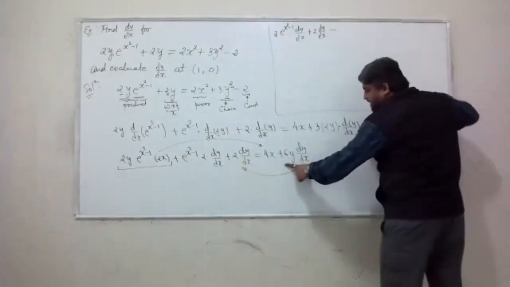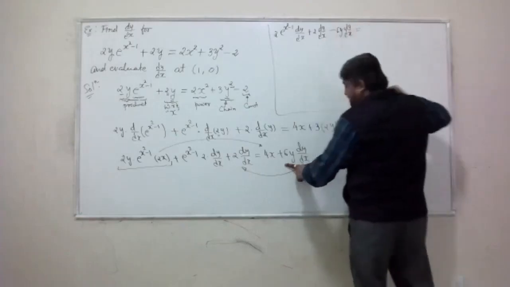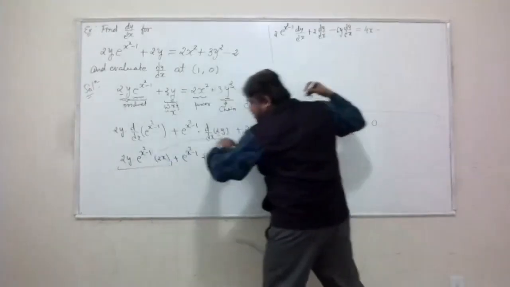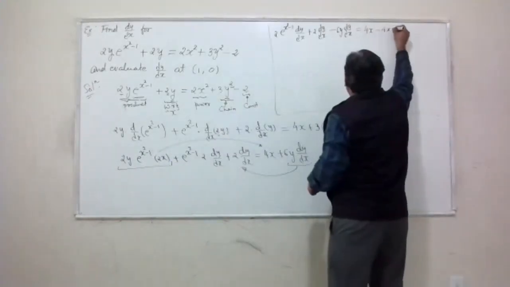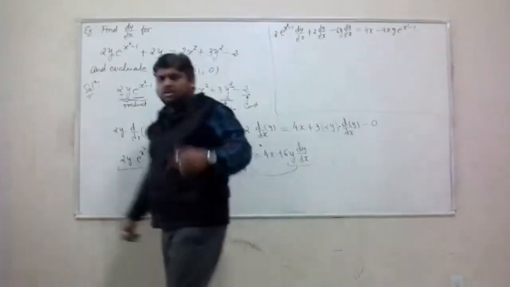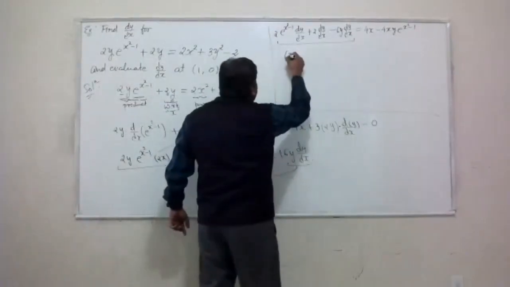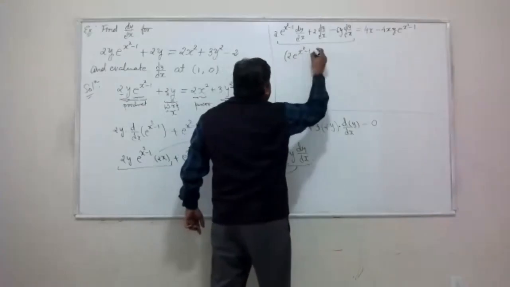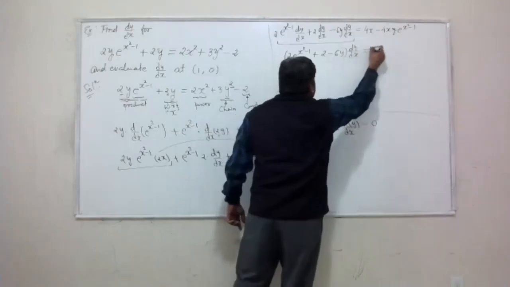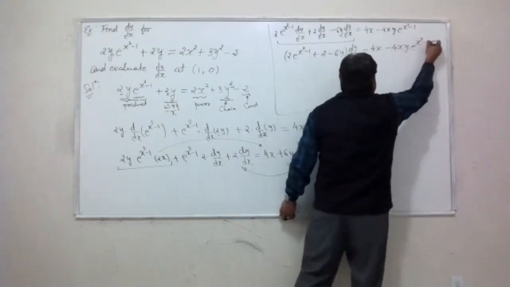So I'm going to write that 2 in the front, plus 2 dy by dx. And then I'm subtracting 6y dy by dx from both sides. On the other side, I have 4x. And then, as I said, I'm moving this thing over to the other side, so minus 4xy e to the x square minus 1. Our goal is very clear. We wanted to factor dy by dx out. Let's factor it out: 2e to the x square minus 1 plus 2 minus 6y, times dy by dx, equal to 4x minus 4xy e to the x square minus 1.